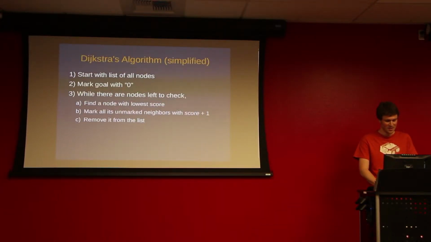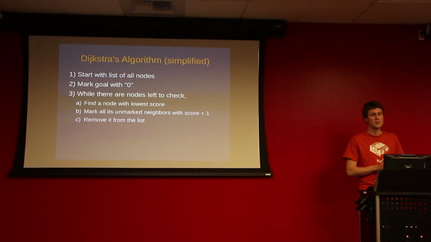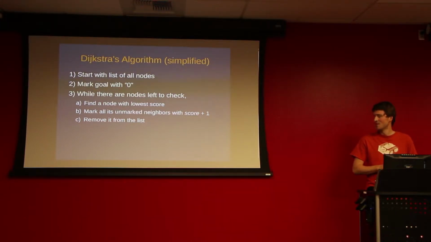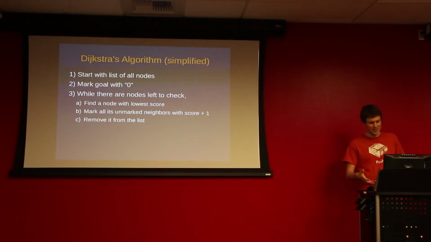So expressed line by line as an algorithm, this is a simplified version of what's called Dijkstra's algorithm. You start with a list of all of the nodes in your maze, all of the points that you could be at, mark the goal with a 0, and then go into a loop until you've used up all of those nodes. Start by finding a node with the lowest score and label all of its unlabeled neighbors with that score plus 1. So that means you do all of the 5s before you do the 6s that you're creating as you go through this process. And then once you've done that, you remove that node from the list and you proceed, because you've already labeled it and marked it, so you just keep going from there.